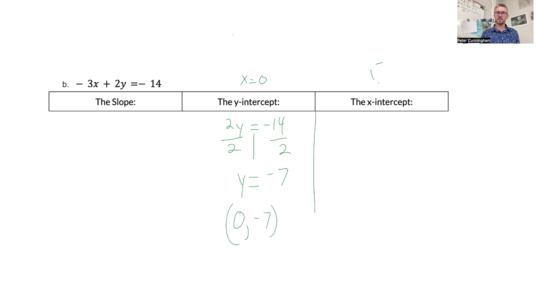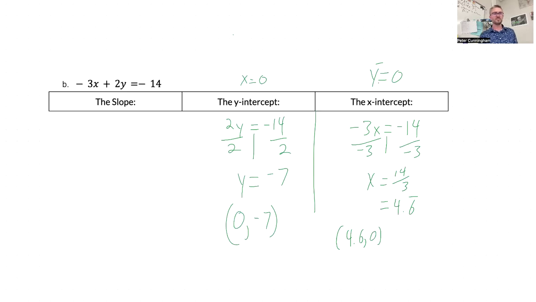X-intercept, y equals 0. That means we're on the x-axis. Okay, so we have -3x equals -14. We did this one in class. It doesn't give us a pretty fraction, but negative makes it a positive. So you could either leave it as 14 over 3 if it's already simplified, which that is. It doesn't look like it, but it is. I prefer with a number like that to actually do 14 divided by 3. 4.6 recurring. That would be the x, y being 0.